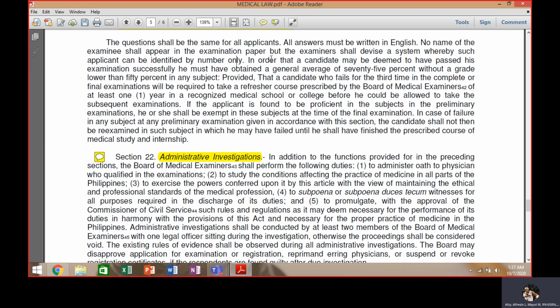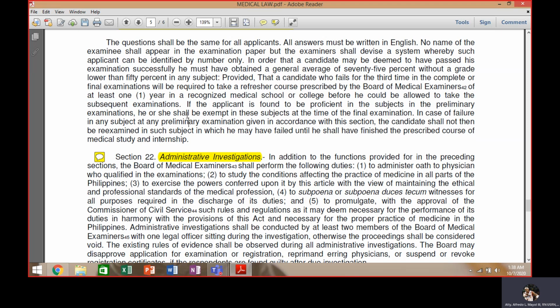So in order that a candidate may be deemed to have passed, he must obtain a general average of not lower than 50% in any subject, provided that a candidate who fails for the third time in the complete or final examinations will be required to take a refresher course prescribed by the Board of Medical Examiners of at least 1 year in a recognized medical school. So the examinee will undergo a refresher course, okay? Or college before he could be allowed to take the subsequent examination.